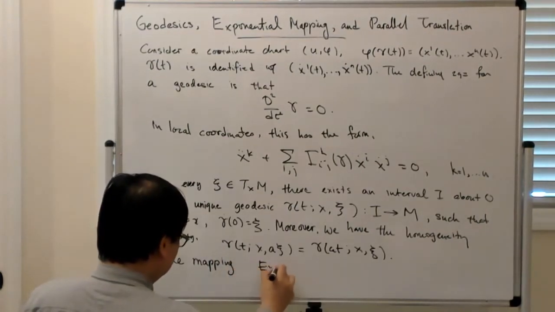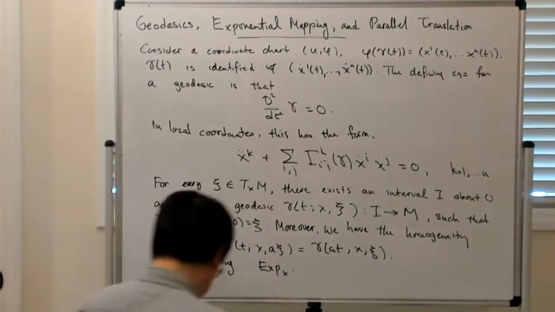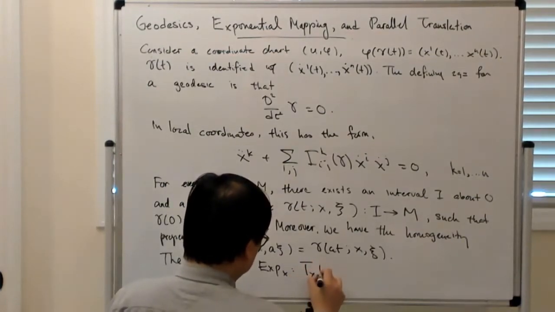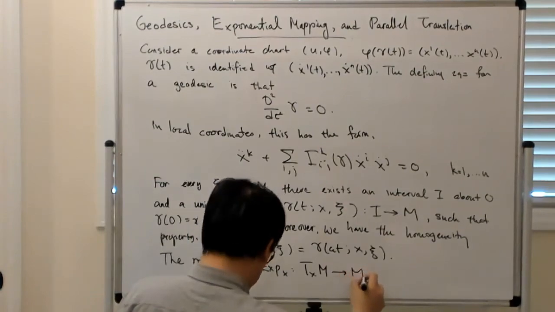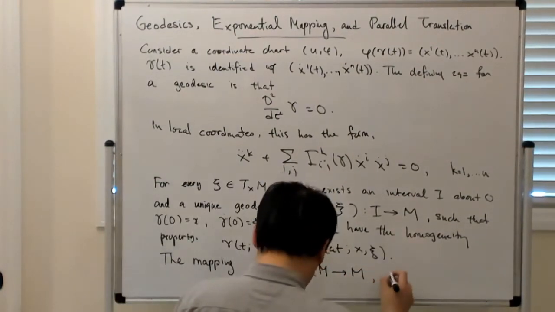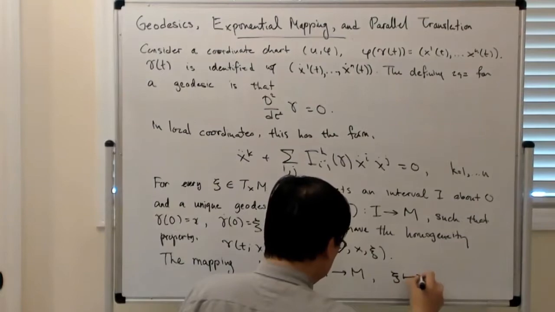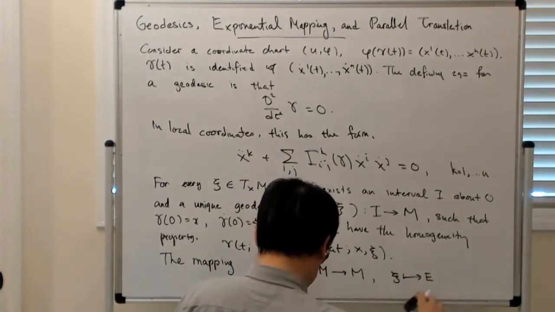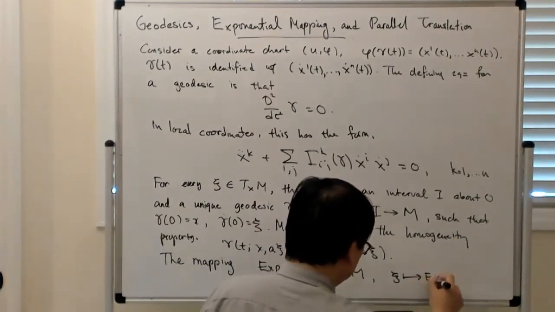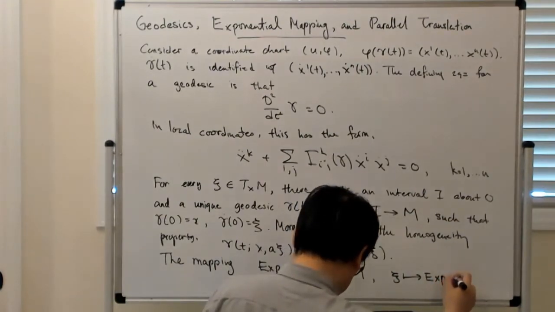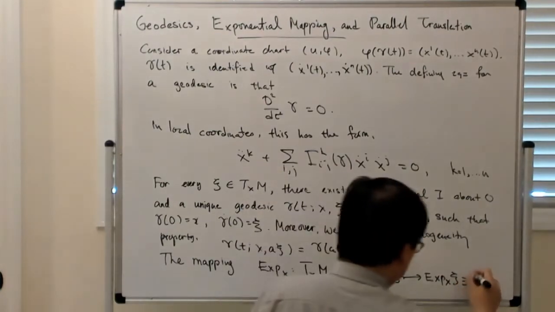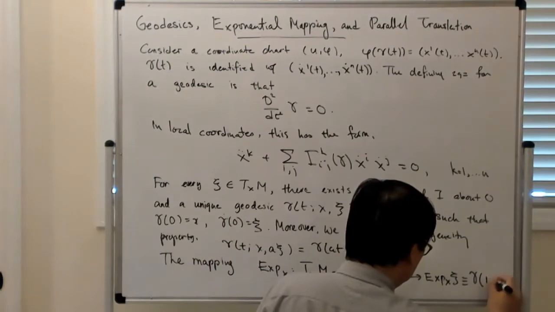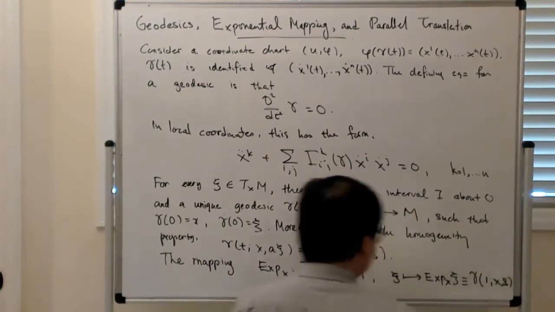Anyway, with this mapping, I'm going to define what is called the exponential at x. It's a map from the tangent vectors at x to the manifold, and it is obtained by mapping a vector c to the exponential at x of c, which is defined to be gamma at time 1 of this curve.